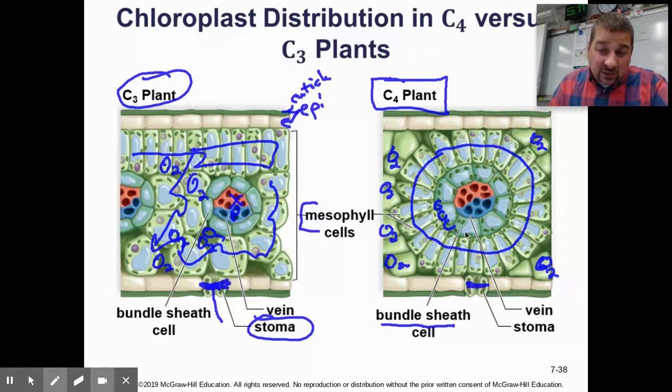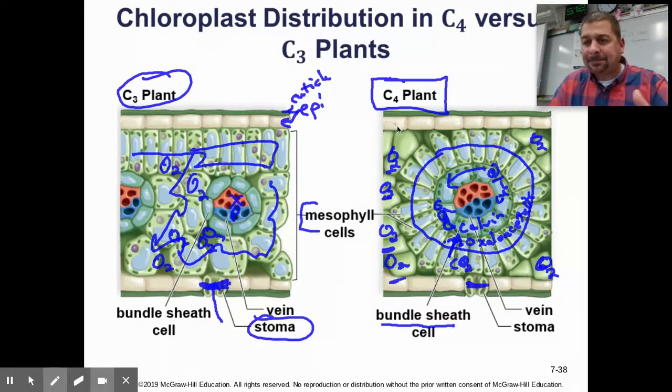But the Calvin cycle will take place in the bundle sheath cells in here. So the Calvin cycle is happening in the bundle sheath cells. This little bit of CO2 that's left out here will be attached to by PEP to make oxaloacetate, which is then taken into the bundle sheath cells.